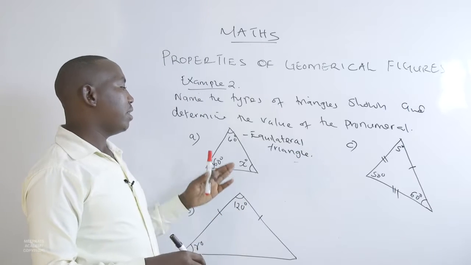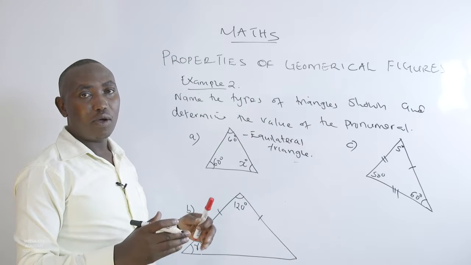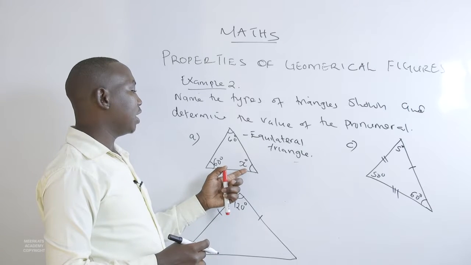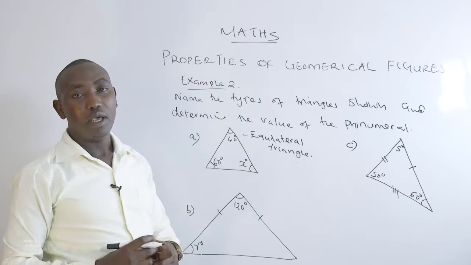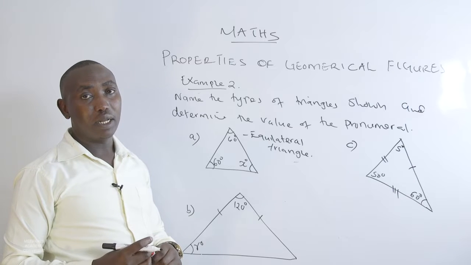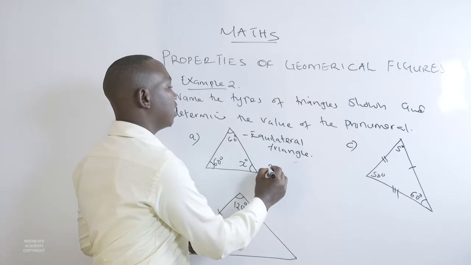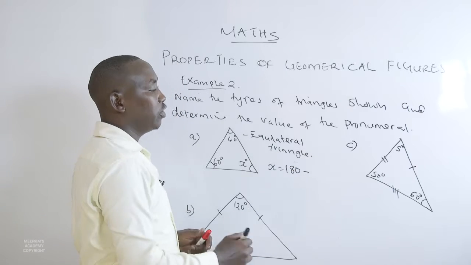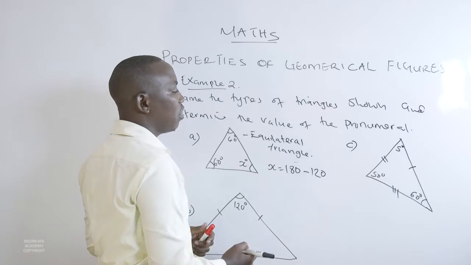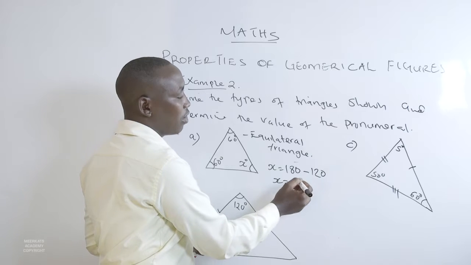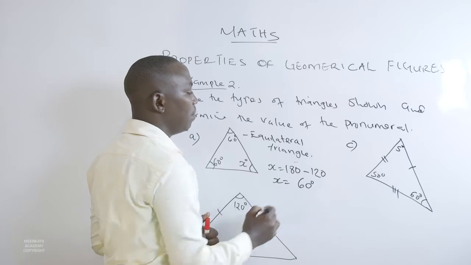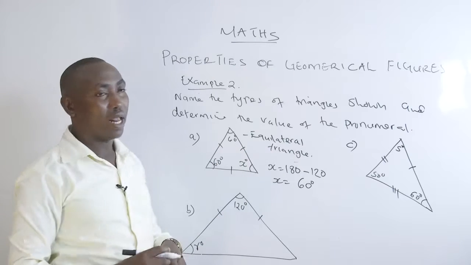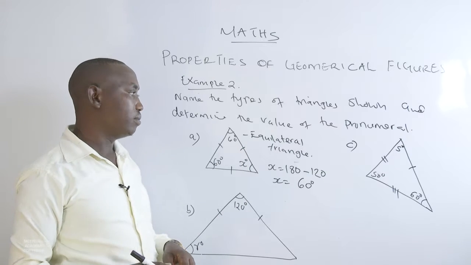Now, in finding the missing part, we were told that angles in a triangle add up to 180 degrees. Therefore, if you take x plus 60 plus 60, you must get 180 degrees. And that means that x will be equal to the total angles of a triangle minus the two which you have been given, which is 120. And that will tell us that our x is going to be 60 degrees. And that will tell us that all these sides are going to be equal.